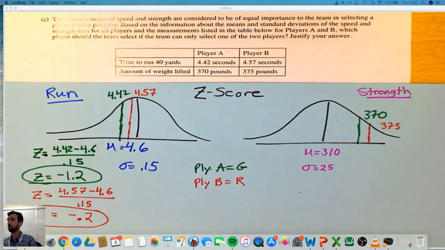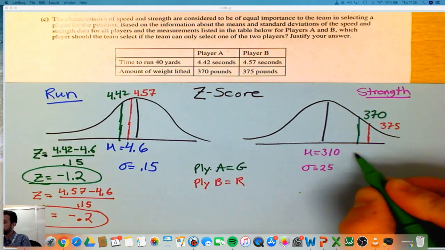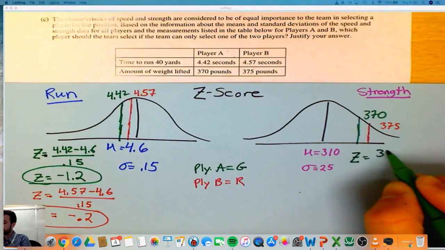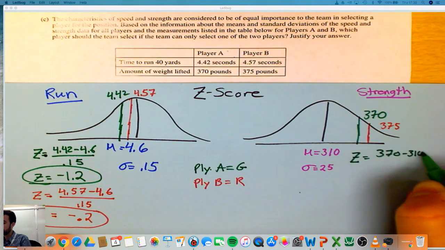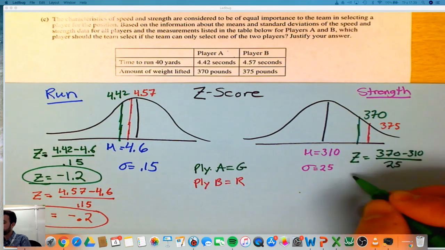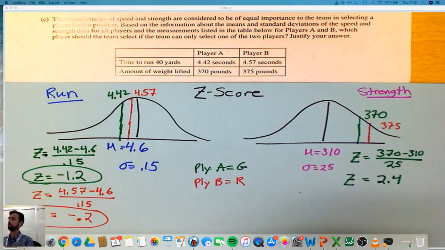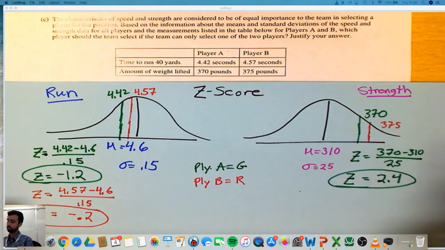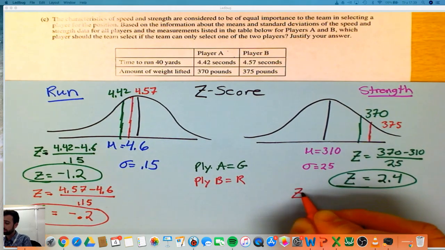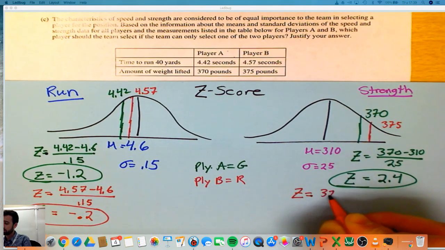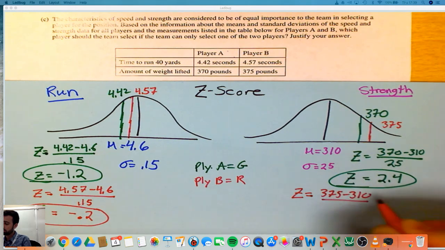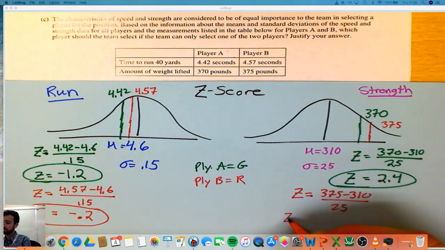Now let's go over to our strength. So strength, my z-score for player A is going to be 370, take away 310, divided by 25, which is going to give me a z-score of 2.4. Now let's use player B. Again, z-score equals their score minus the average divided by the standard deviation, and that's going to give me a z-score of 2.6.